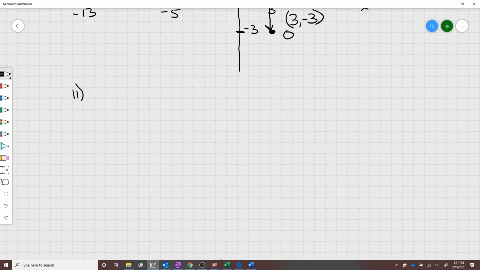Number 11. Use the translation rule to describe the translation that is 6 right, 4 down. So that's for every (x, y), 6 to the right means x plus 6, and 4 down means y minus 4.